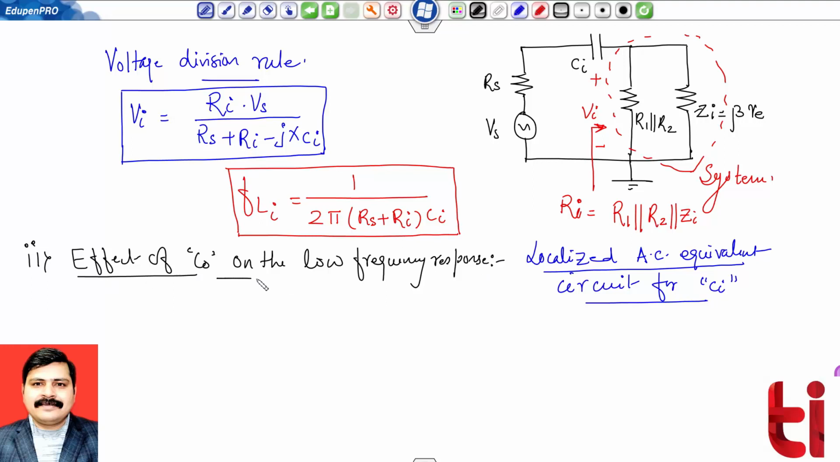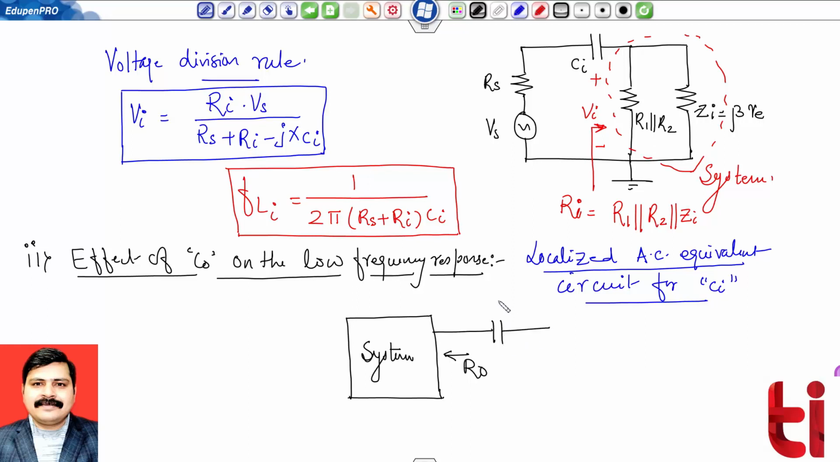So let's check the effect of coupling capacitance C naught on the low frequency response. For understanding, let me draw that this is my overall system, and suppose my system has an output resistance R naught. We will take the output by coupling an output capacitance C naught to the external load resistance RL, across which we are interested to measure the output voltage V naught.